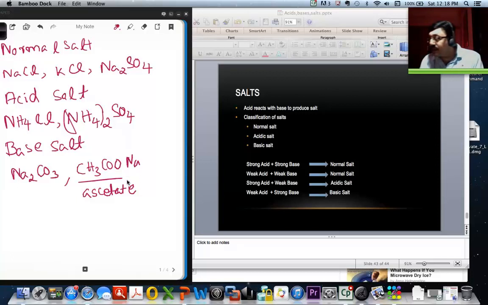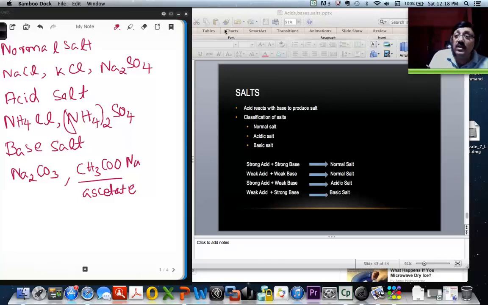Now let us take another example. Ammonium sulfate is formed when ammonium hydroxide reacts with sulfuric acid. The ammonium hydroxide is a weak base and sulfuric acid is a strong acid. So the salt which is produced will be an acidic salt. So when a strong acid reacts with a weak base, it forms an acidic salt. So whichever is strong, the corresponding type of salt is formed.